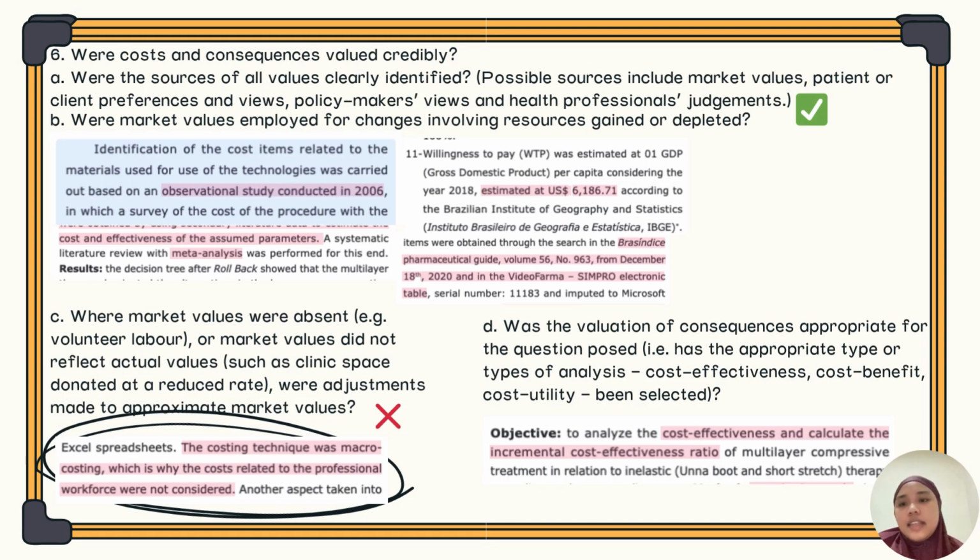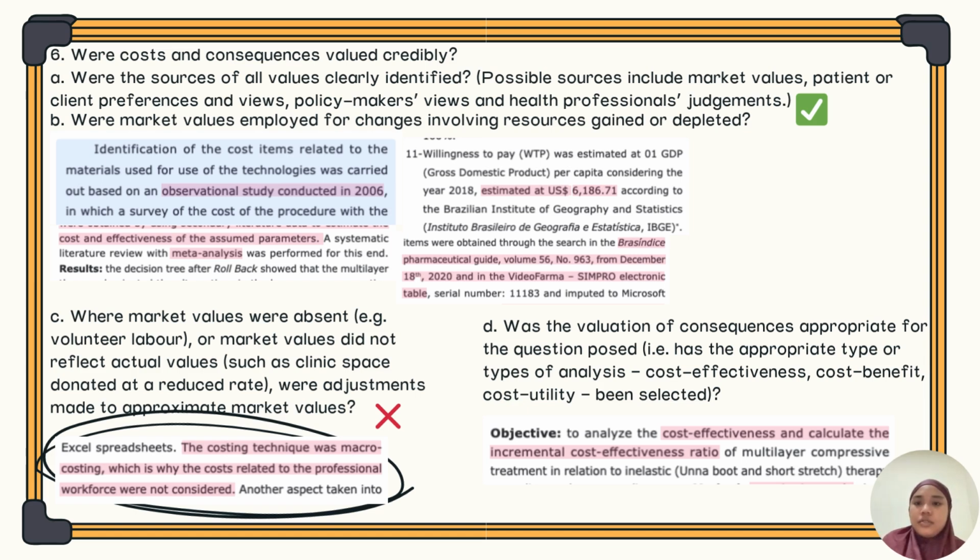Point A is yes, the sources for the primary variables, cost and effectiveness, were generally clearly identified. You can read by yourself, like the value of effectiveness, cost item structure, willingness to pay, analysis perspective. And point B, also yes, market values, prices for materials and technologies were searched from official commercial guides like Brasindice, Simpro, and used to calculate the mean cost of application for each therapy.